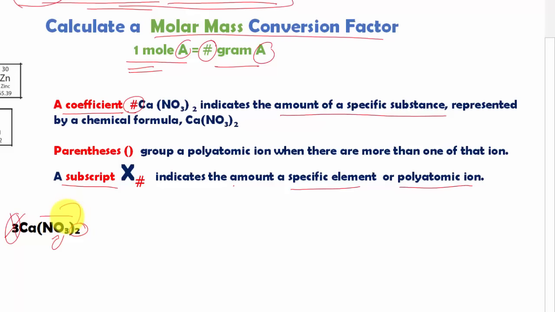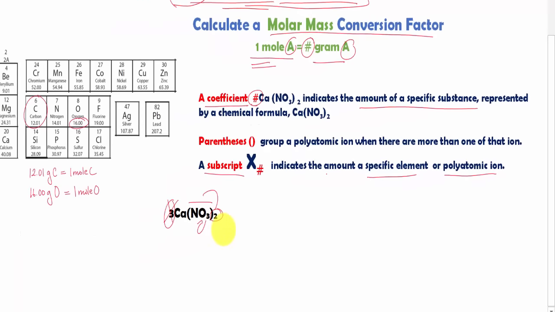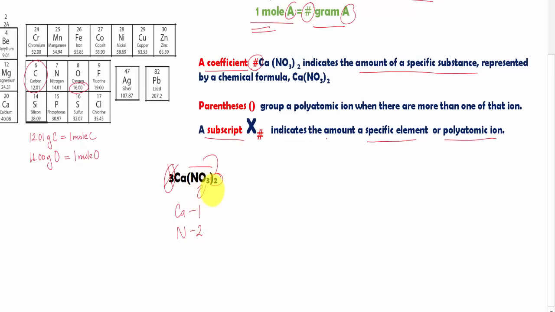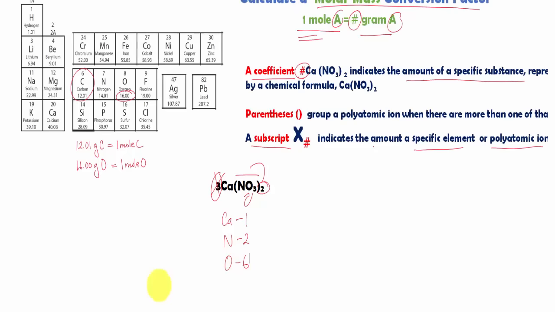So before we can determine the molar mass of this whole substance, we have to list the elements and count them. In this example, we have 1 Ca, and then for N, we don't have just 1 N, because that 2 right there makes it so that there are 2 nitrogen. Then we have the oxygen. Since there are 2 of 3 oxygen, that gives us 6 oxygen total.